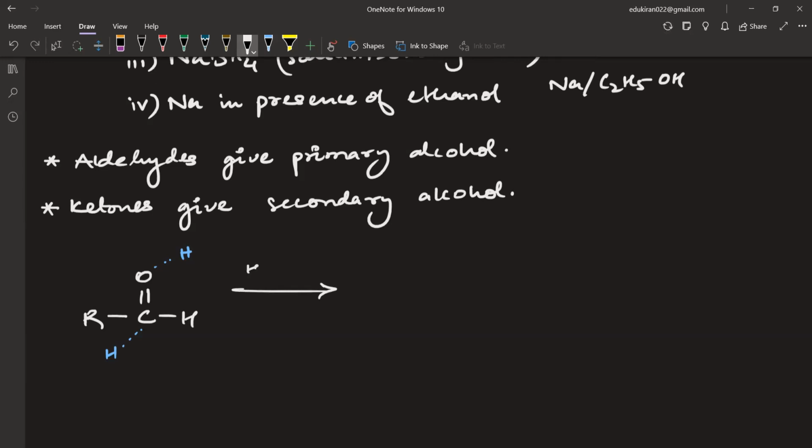So for example, I'm using here H2 in the presence of nickel. Hydrogen will come, attach on the oxygen, and you will get R carbon OH, and this carbon also is getting one more hydrogen. So you'll get R CH2OH, right? R CH2OH. So this is what? This is primary alcohol, right?